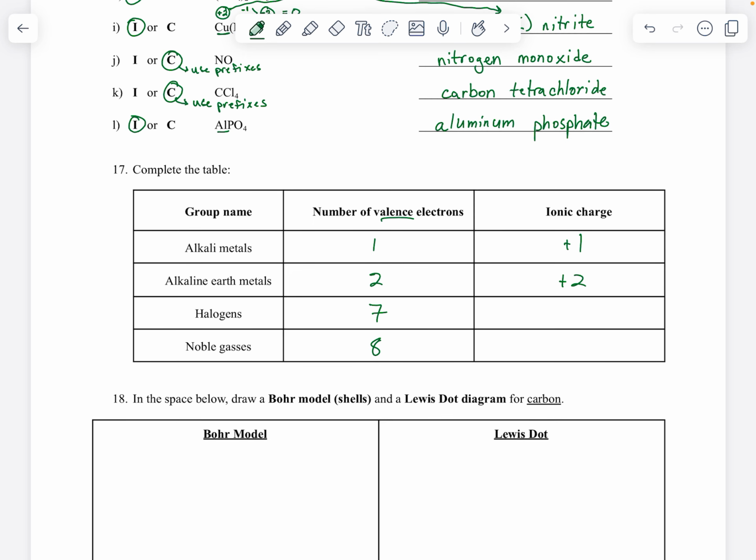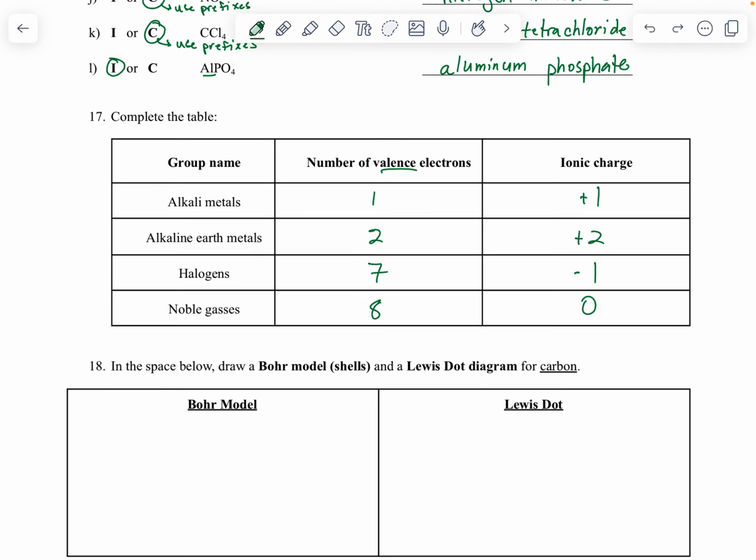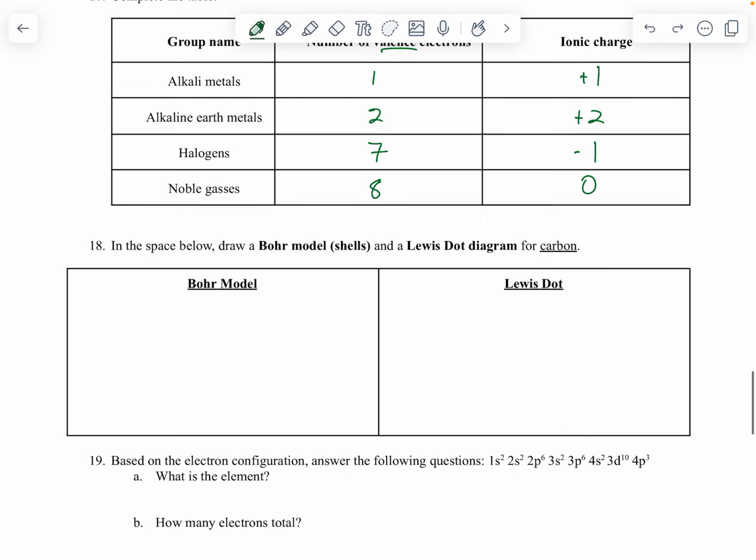Halogens, again, they want 8. So instead of losing 7, they're going to gain 1. That's going to become negative. And, of course, the noble gases, they do not form ions. And that's because they have a full octet already. And then everybody wants to be just like the noble gases because they already are.